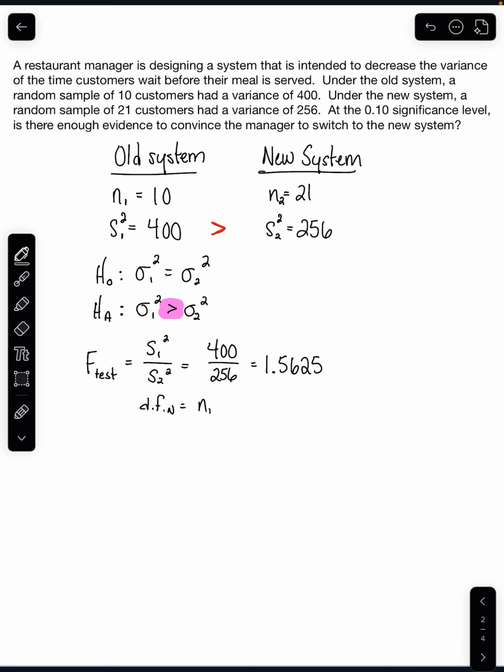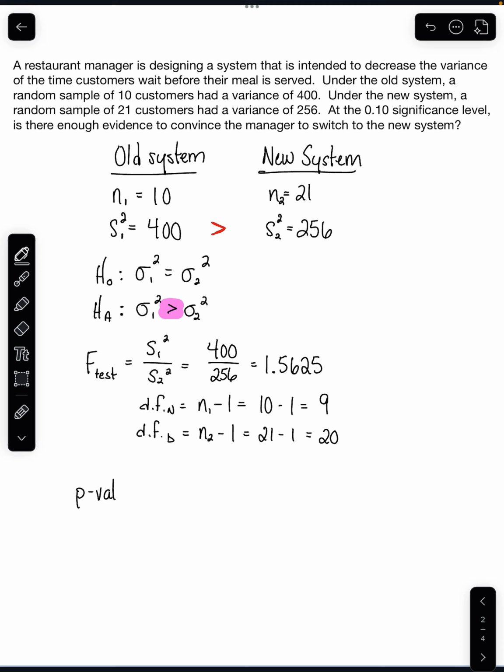The degrees of freedom of the numerator is 1 less than the sample size that variance came from. So in this case, the degrees of freedom of the numerator is 9. The degrees of freedom of the denominator is 1 less than its sample size. So 21 minus 1 is 20. Now in most F tables, these two degrees of freedom are values that we would certainly see in them. So we could go with a critical value method, a rejection region if we chose. But for the sake of consistency, we're going to go with the p-value method once again.